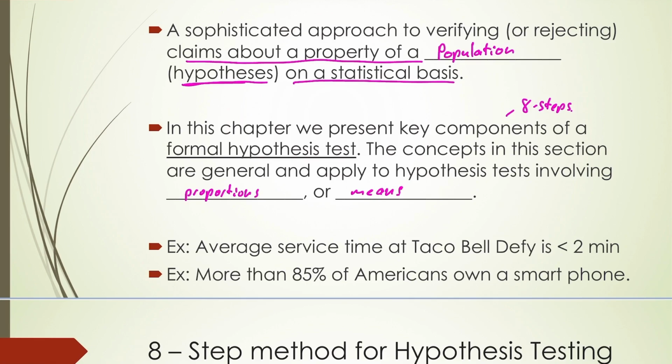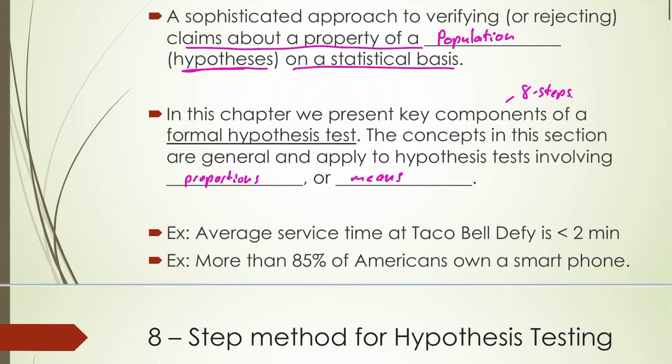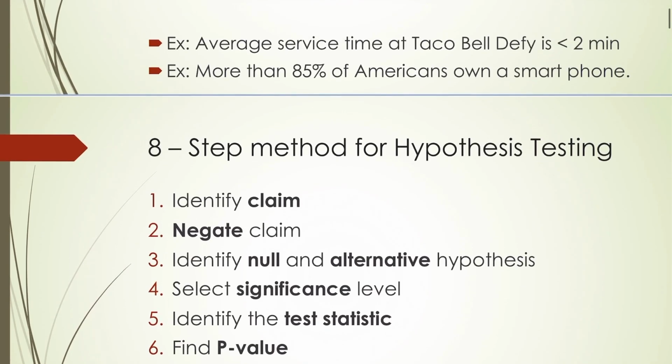Example, average service time of a Taco Bell Defy is less than 2 minutes. It's a claim on the population. The average of all service times is less than 2 minutes. On the proportion side, more than 85% of Americans own a smartphone. That is a claim about all Americans. We're saying that 85% of them have a smartphone. These are claims about population parameters. How do we verify that when all we have is a single sample?